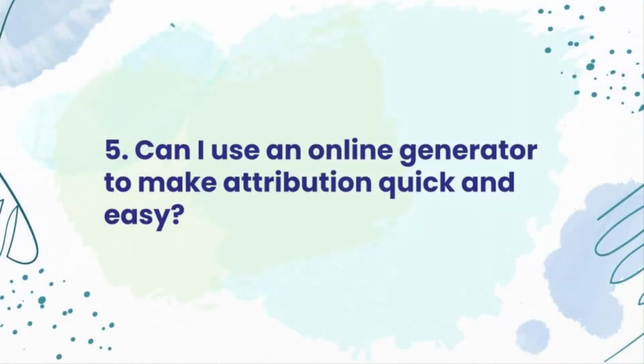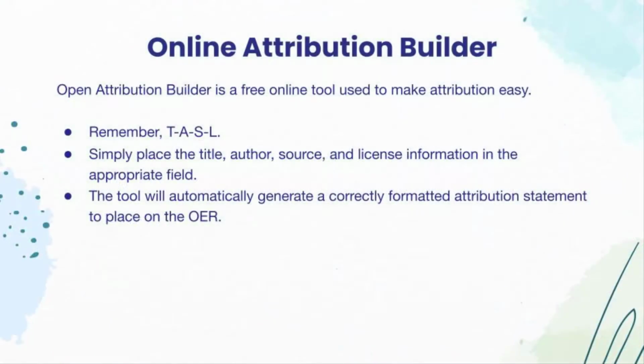Can I use an online generator to make attribution quick and easy? The answer is yes. There are free online attribution builder tools to help you generate attribution statements. To do this, access the Open Attribution Builder. It's a free online tool used to make attribution easy. Remember, TASL. Simply place the title, author, source, and license information in the appropriate fields. The tool will automatically generate a correctly formatted attribution statement to place on the OER.